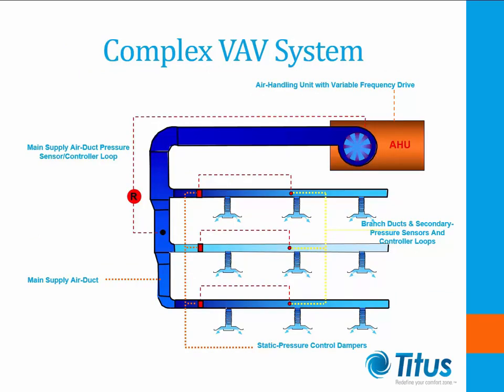Larger systems can be designed using VAV diffusers as long as some additional hardware is included in the system. Here we see a similar but larger system. The difference here would be a more sophisticated duct design with more pressure sensors and pressure control dampers to control the airflow within the system.